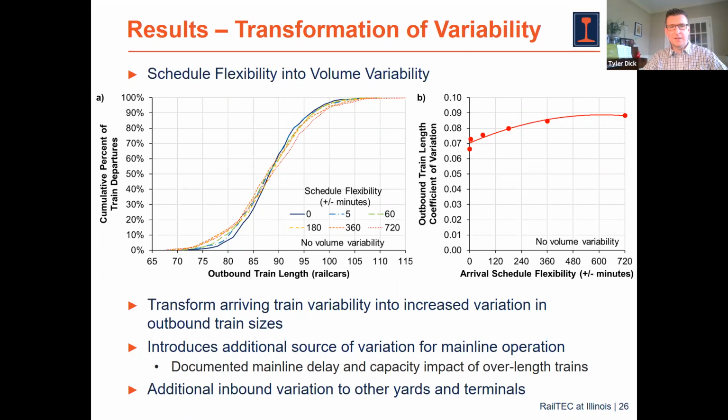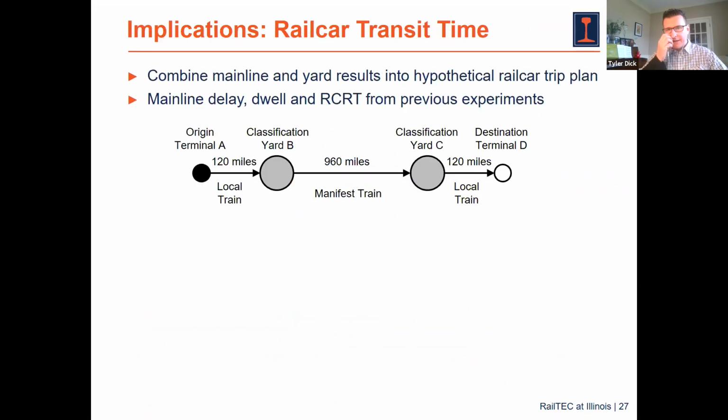Okay. So those are some of the results of our experiment. And just to wrap this back into our idea of looking at the overall network and not the individual components individually, let's look at the implications of this on a particular railcar transit time or a particular trip across our network. We can combine these mainline and yard results and look at some hypothetical rail trip plan.